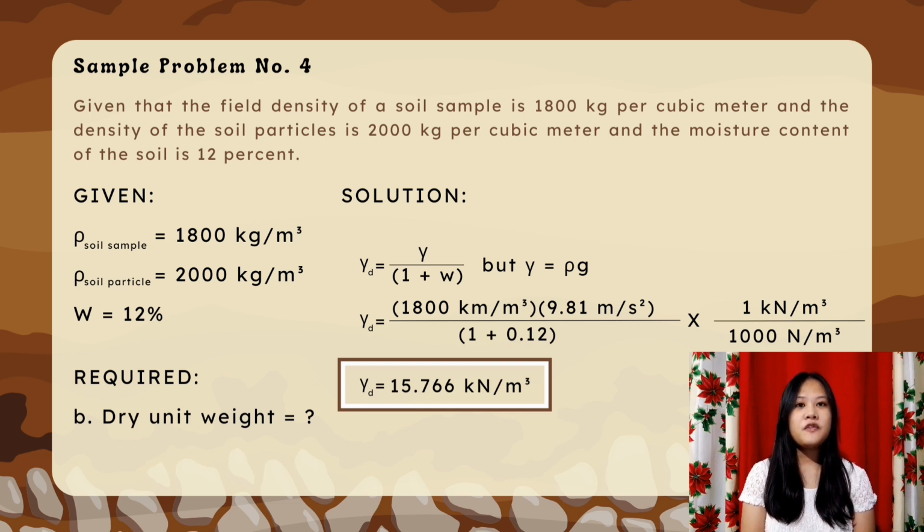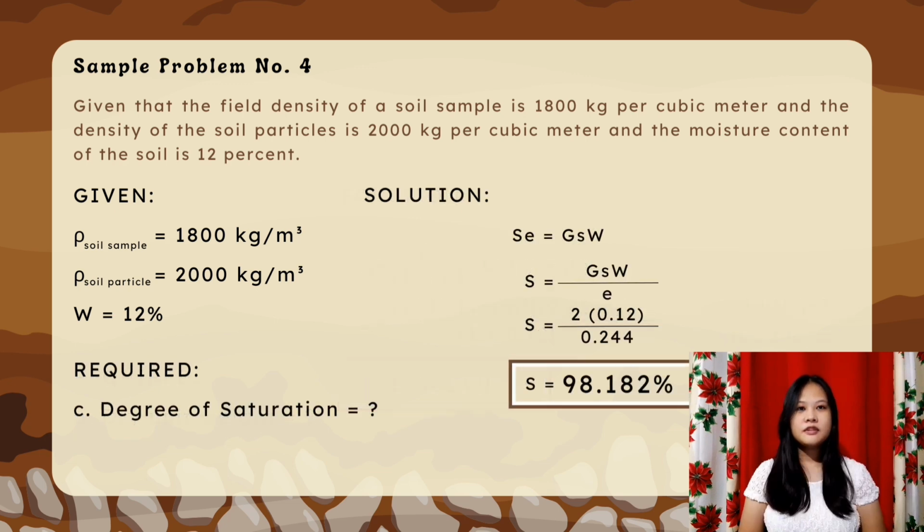Pero hindi pa yun yung final answer kasi kailangan natin convert yon sa kilonewton per meter cube kasi yun yung unit ng unit weight. Pag kinonvert natin yon, ang magiging final answer natin ay ang 15.766 kilonewton per meter cube. Yan na yung dry unit weight natin. Since alam na natin yung value ng moisture content, specific gravity, and void ratio at ang hinahanap natin ay degree of saturation, ang pwede natin gamitin na formula doon ay yung formula na nagre-relate sa kanilang apat, which is degree of saturation times void ratio is equals to specific gravity times the water content.